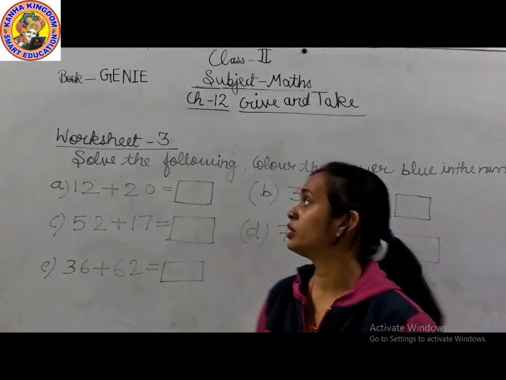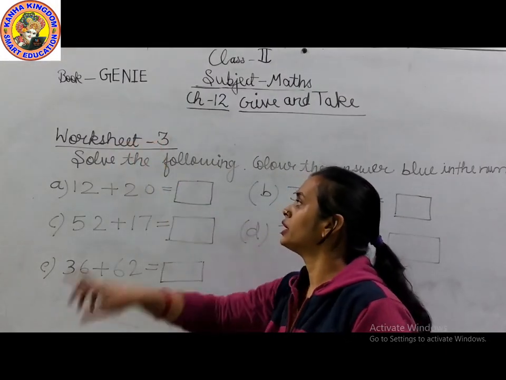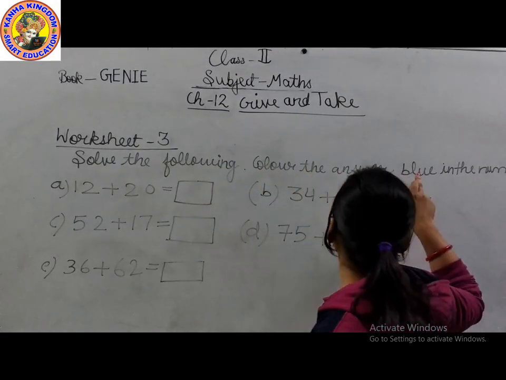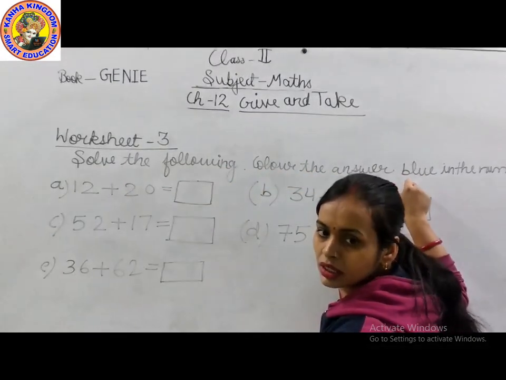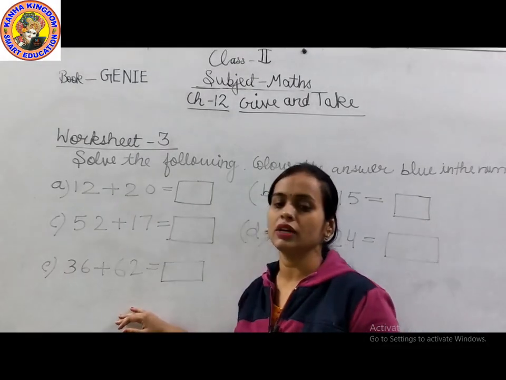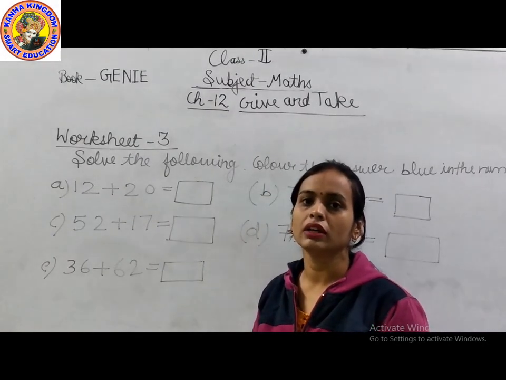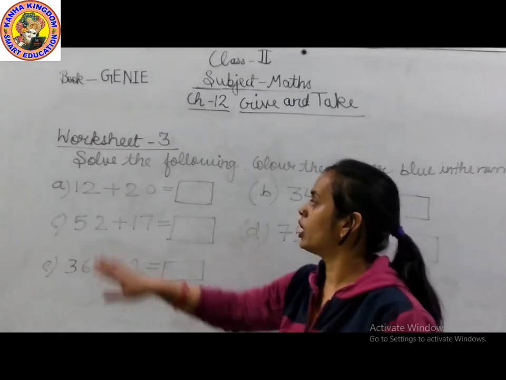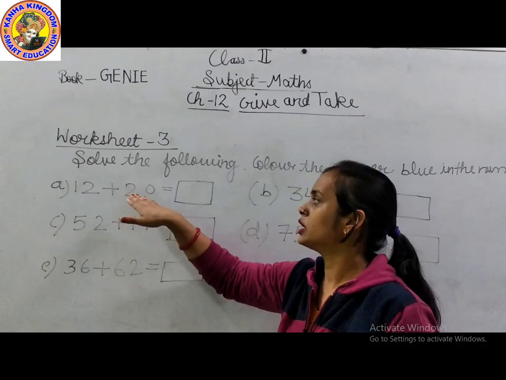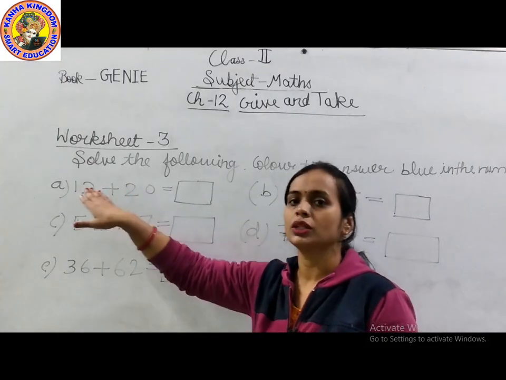Now our next worksheet is worksheet 3. Solve the following. Color the answer blue in the number grid. After this sums, there is a number grid. So our first question is 12 plus 20.